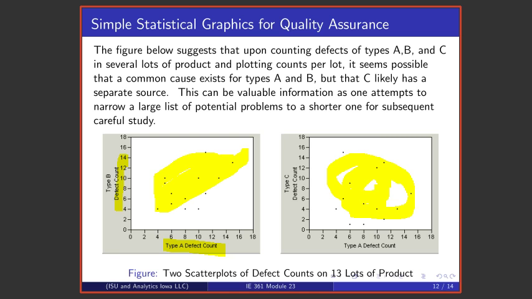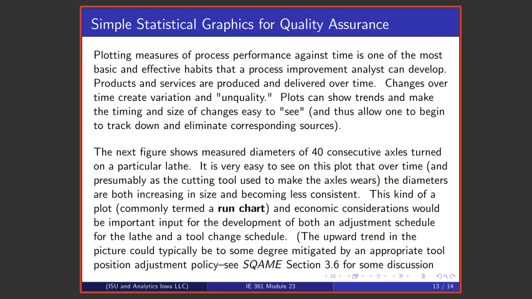Relationship suggests common cause. Not a guarantee of common cause, but if I was going to try to do process improvement and I had a picture like the one on the left, I would ask myself, well, what kind of physical causes might produce both defects of type A and B, and those are the ones that I would go looking for first.